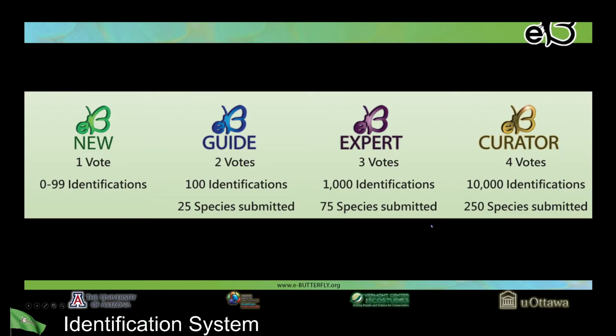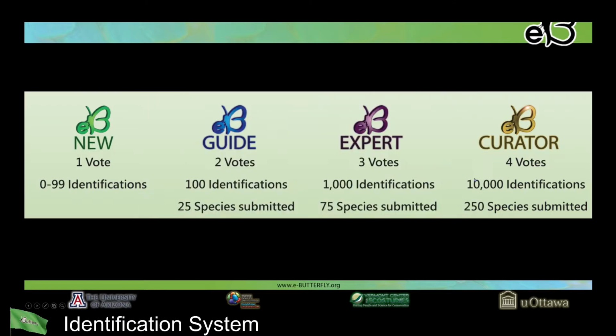Finally, our experts, the ones that are vetting almost every day and we rely on their knowledge, are what we all call curators. They are worth 4 votes. Basically, they have an overpowering vote, but you can only get to be a curator after 10,000 identifications and 250 submitted species. So not a lot of people get to be a curator, but that ensures that we give them the place that they deserve because of their experience.